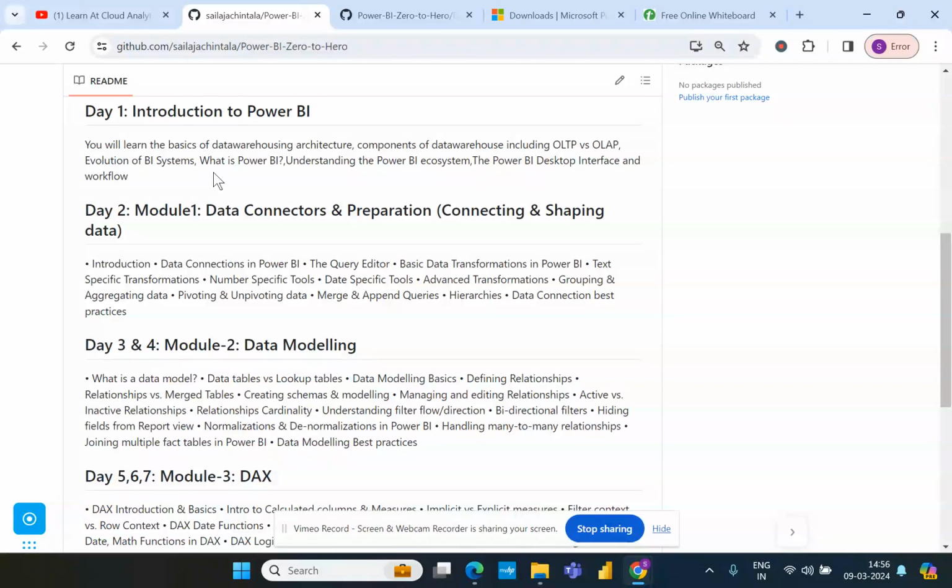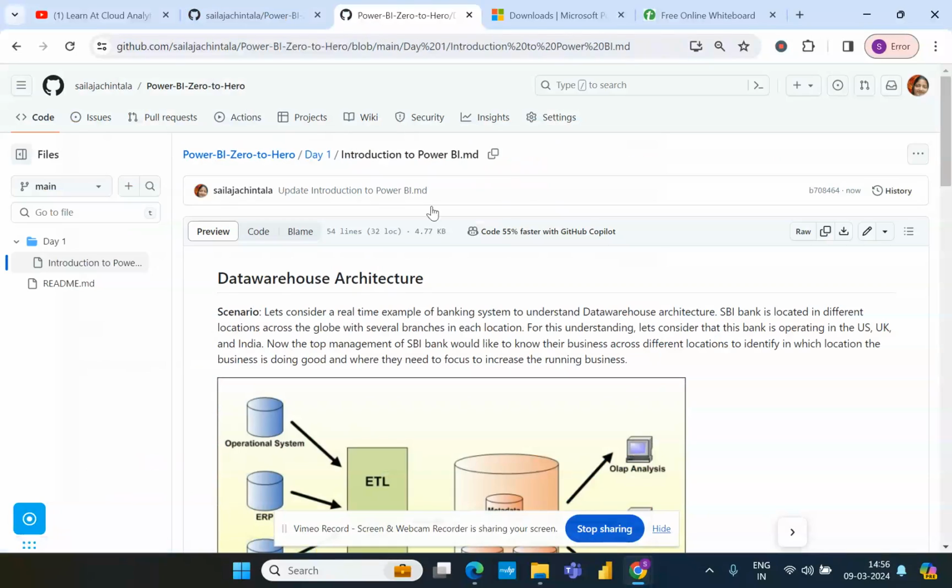So with that said, let me go back to my repository for day one, and this is the documentation that I've created for you to access and be able to revise. Let me get started on the topic today. The first topic that I would like to touch base upon is the data warehouse architecture.